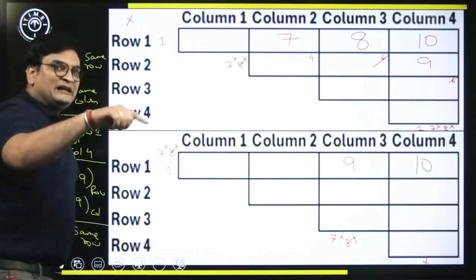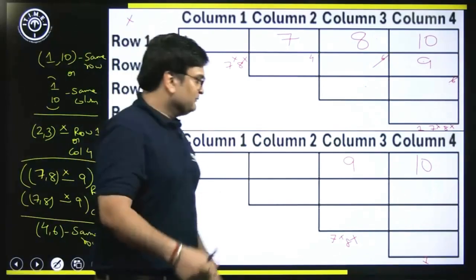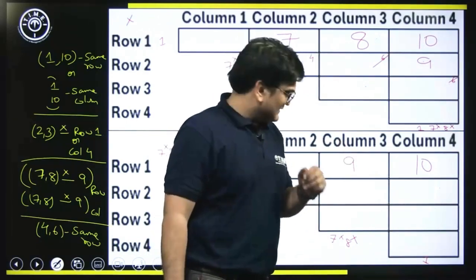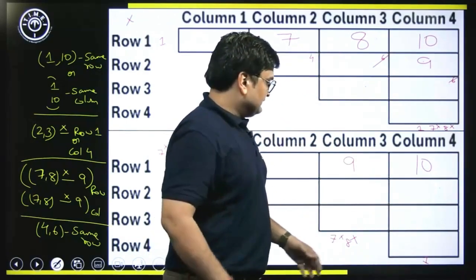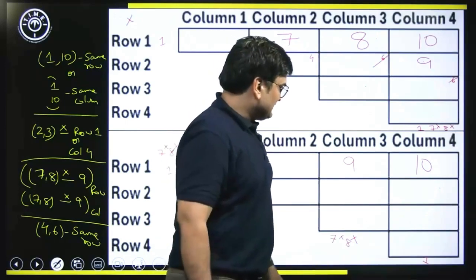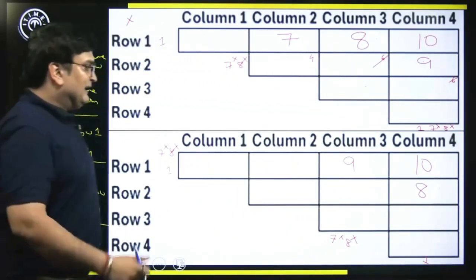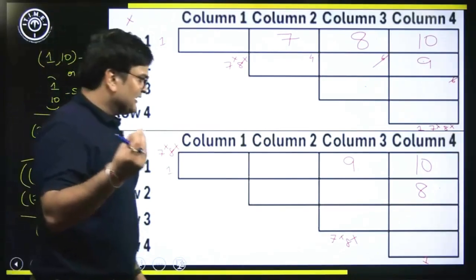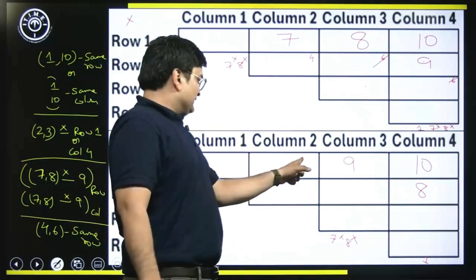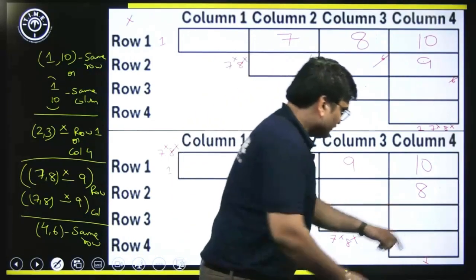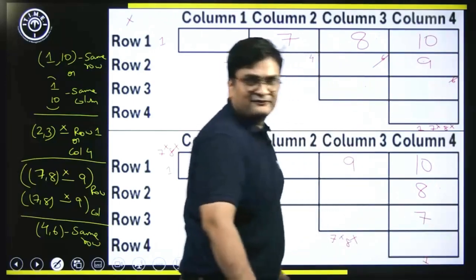Now, 8 is the remaining highest number. Where will it come? It can either come here or here, nowhere else, because things are cancelling out. So 8 we can only place here now. Next 7, where can 7 come? 7 can come either here or here, but again 7 cannot come here. So we will place 7 here only, that is the only place left for 7.